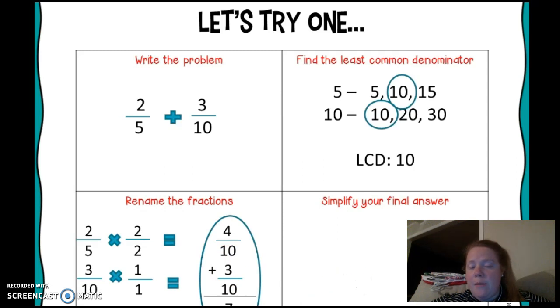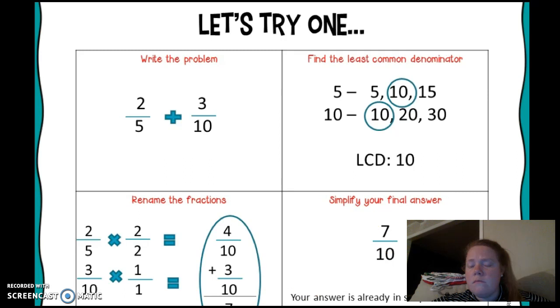Place it in the simplify box. And can it be simplified? Think about what you know about 7. What is that key word? Prime. It can only be multiplied by 1, only be divided by itself. So your fraction is already in simplest form.